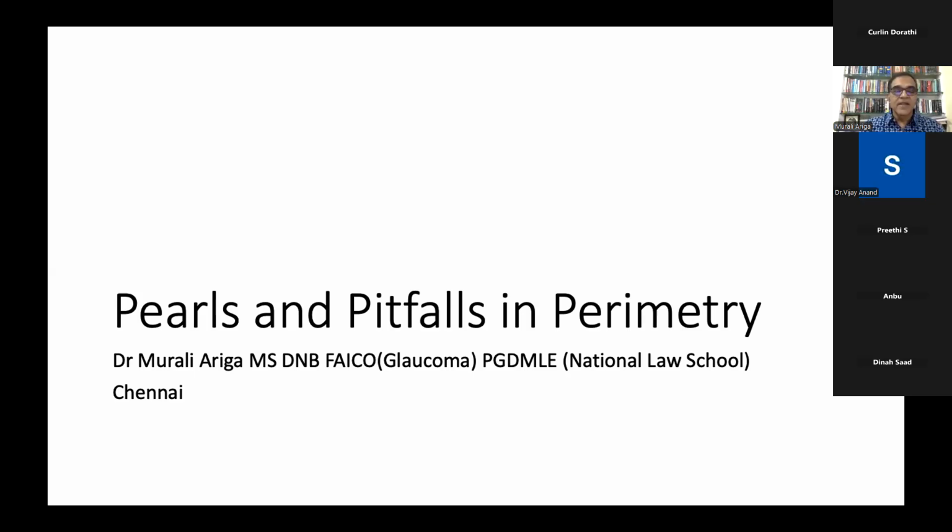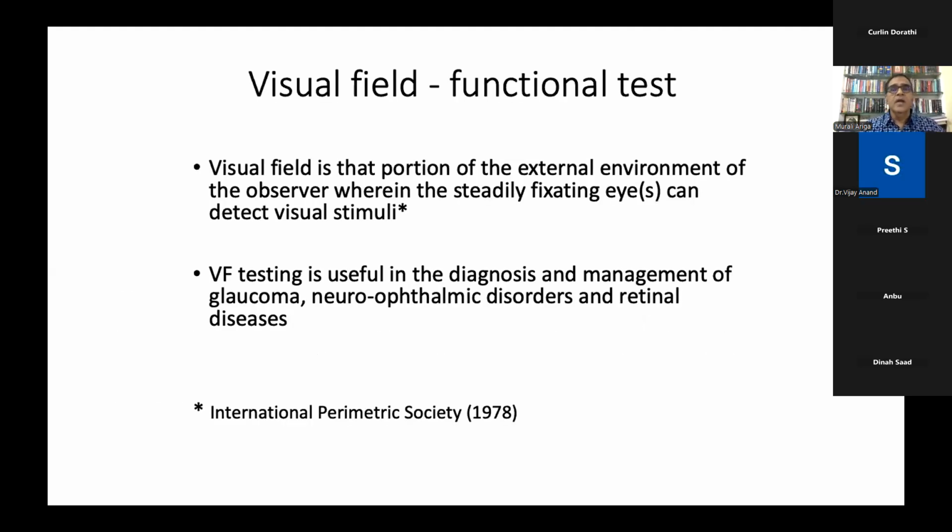So let's get started. I think all of us use perimetry and all of us understand something about perimetry. And we are all still learning and trying to get the best out of a patient when we try to do a visual field test. A visual field test is a functional test, basically, and it is defined as that portion of the environment of an observer when you fixate on something which is steady. So you have to steadily fixate, and what you see around you is the visual field.